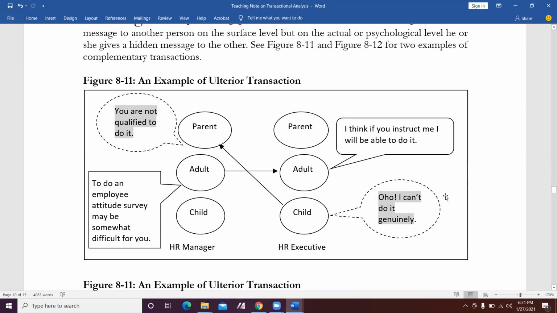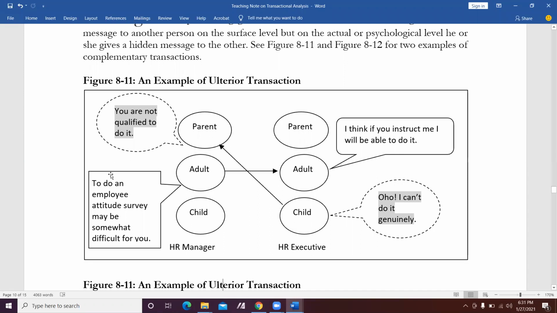But this is the hidden message, from parent ego and child ego instead of adult ego: you are not qualified to do it. That's the hidden message from the HR manager. You are not qualified to do it. But this message is disguised. It is not made open, in order to avoid embarrassment, to avoid hurting, to avoid a conflict.